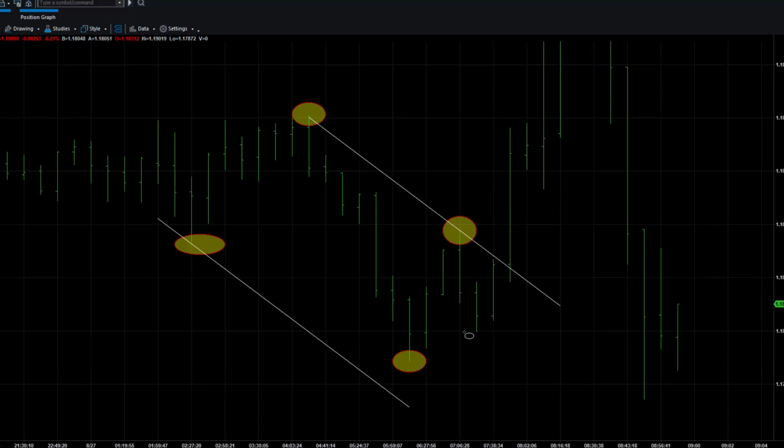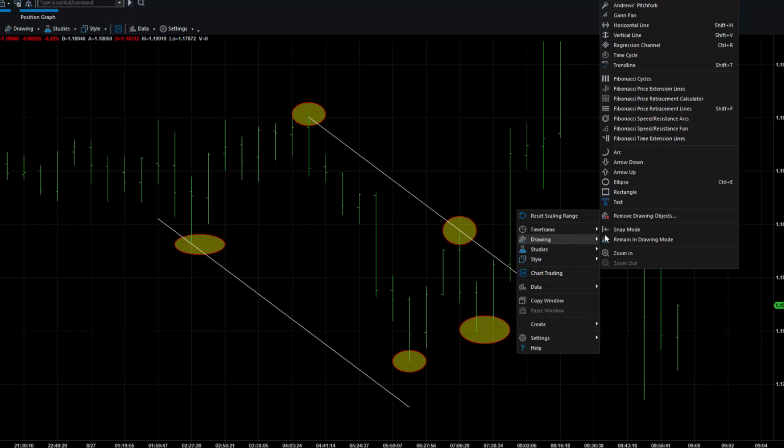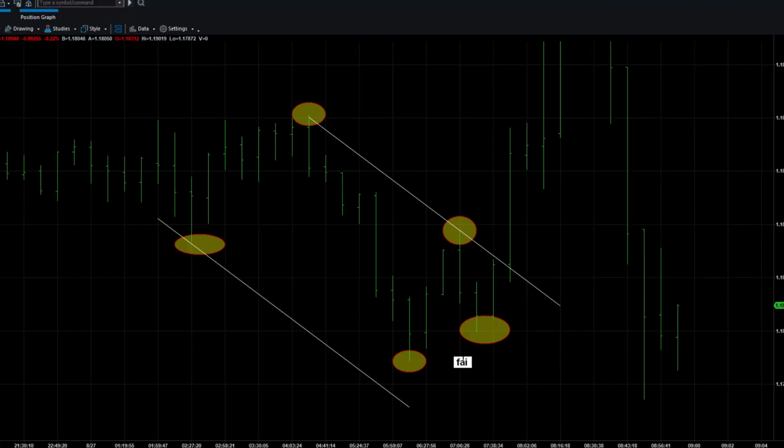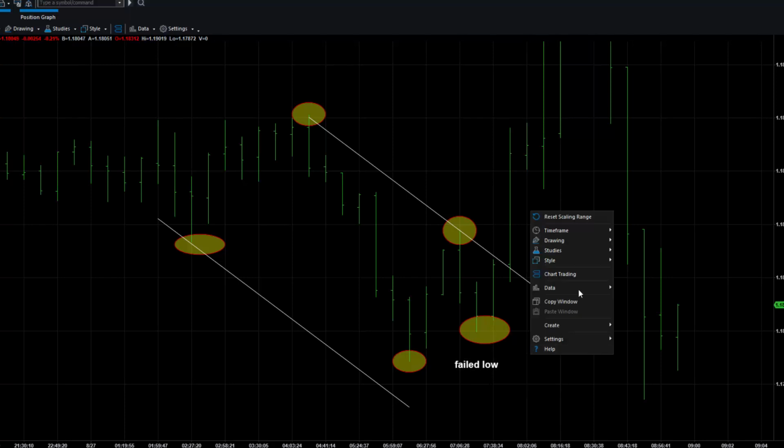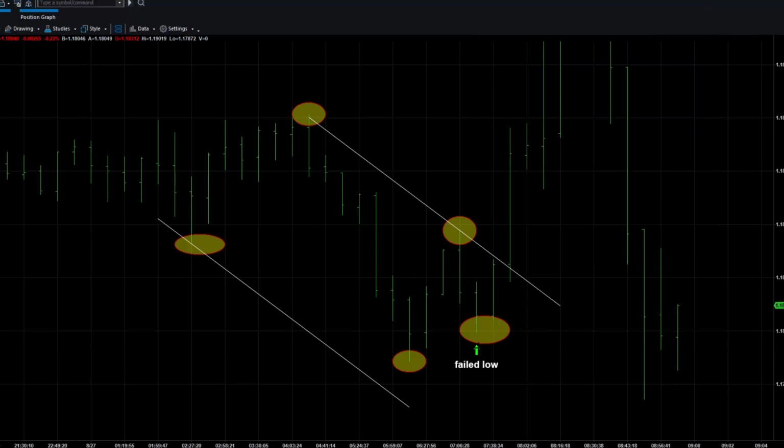The major key here, and this is what I look for second after drawing a channel like this, is there is a failed low. Okay, so this level right here, I'm going to go ahead and draw this on the chart. Type this out: failed low. We'll even draw a little up arrow, so you know which one I'm talking about here.